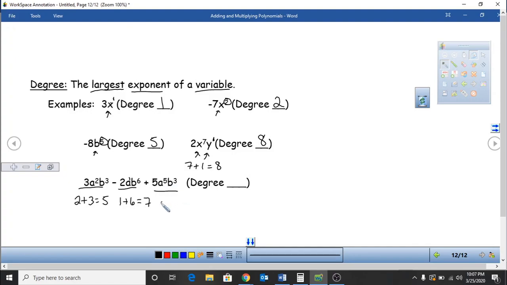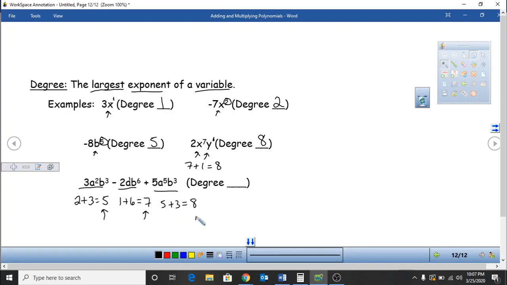And then over here, I have a to the 5b cubed. So I'm going to add the two exponents since they're together, 5 plus 3. And I end up with 8. Now, some of the misconceptions students might have is they might look at this right away and say, oh, well, 6 is the largest exponent. But again, since it's together with the other variables, you have to make sure that you add them.